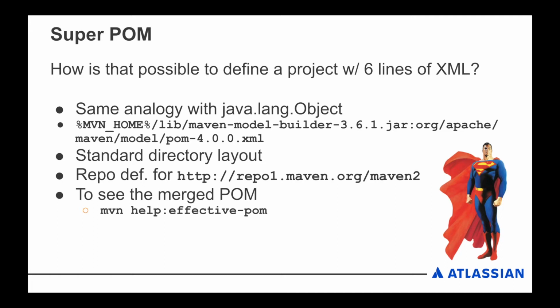It's because Maven favors convention over configuration, and the whole configuration is coming from a super POM or Uber POM, as you call it. And it resides under the Maven model builder jar. So it defines the standard directory layout, so we don't need to define the source folder or the resource folder or the test classes folder or the target folder, and we don't need to define the repository definition for the central repository. If you want to see the merged, the effective version of your POM, you can just execute maven help:effective-pom.